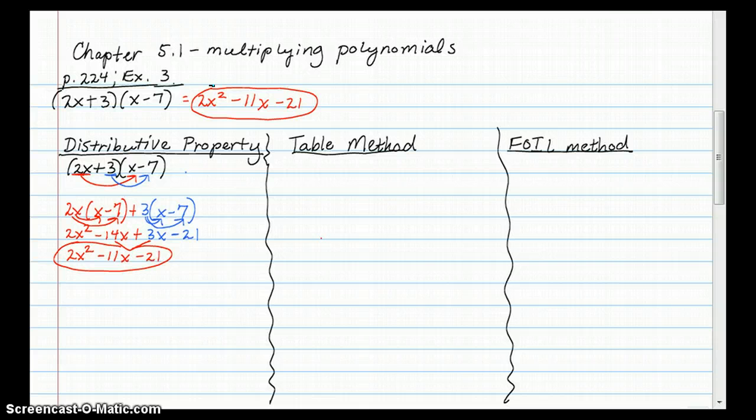Now, a method I like a lot more, and it's not in your textbook, is where we actually set it up in a table format, because tables can frequently act as a great organizer for our work. So we've got 2x plus 3 times x minus 7. And this is a lot like the model. So I'm going to go ahead and quickly show you the model.